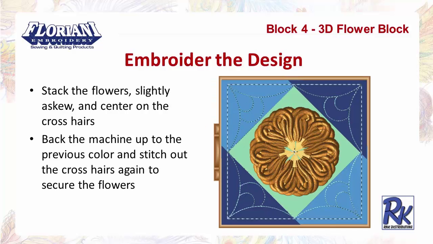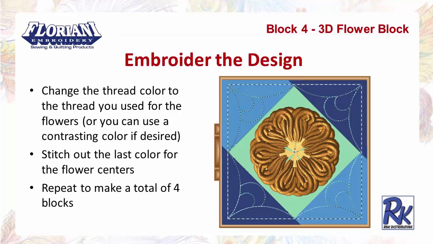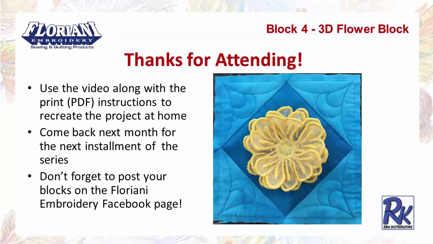Stack the flowers slightly askew and center them on the crosshairs. Back the machine up to the previous color and stitch out the crosshairs again to secure the flowers. Change the thread color to the thread you used for the flowers, or if you want you can use a contrasting color because this is going to end up being the thread for the center of the flowers, and you want to go ahead and stitch out that last color, and then you want to repeat the whole process to make a total of 4 blocks.